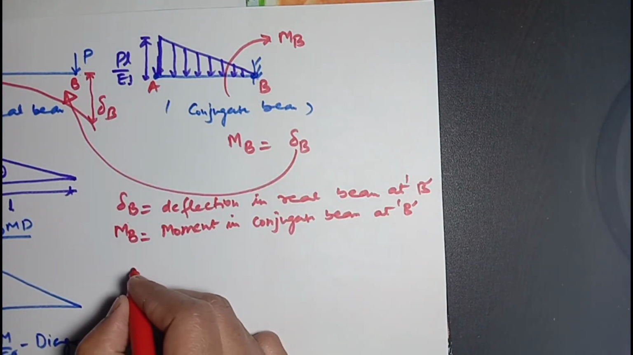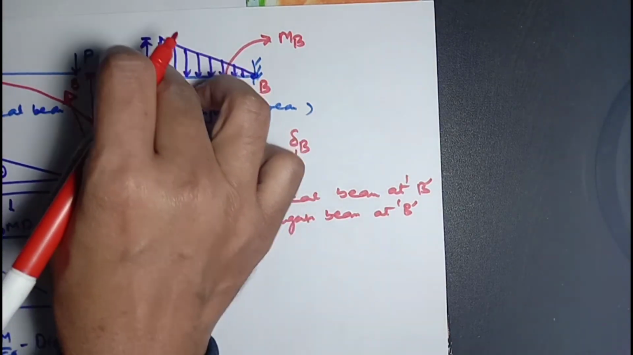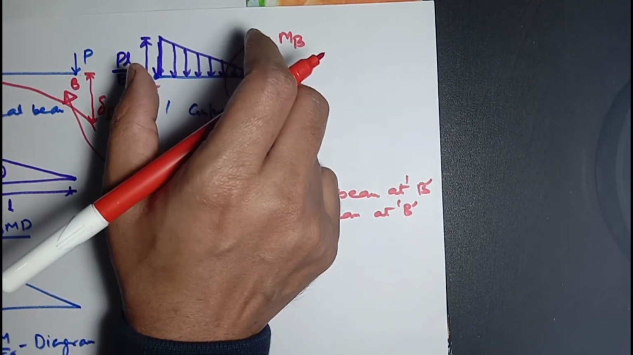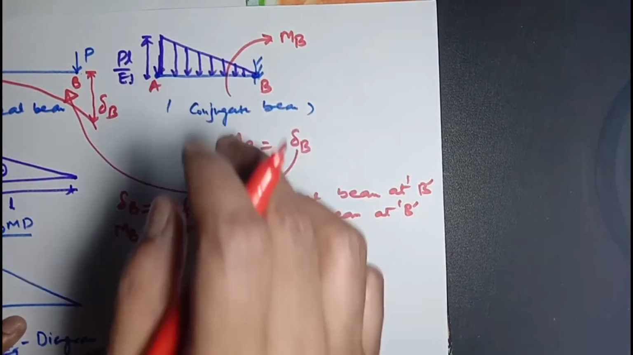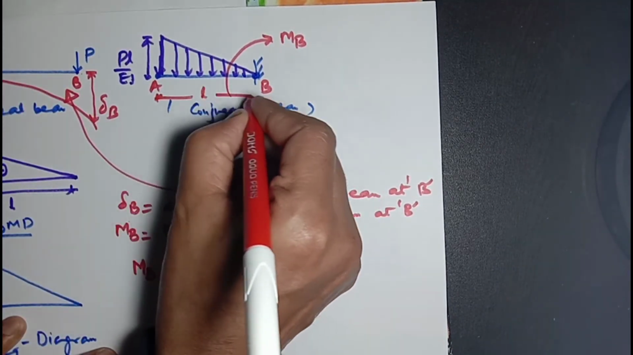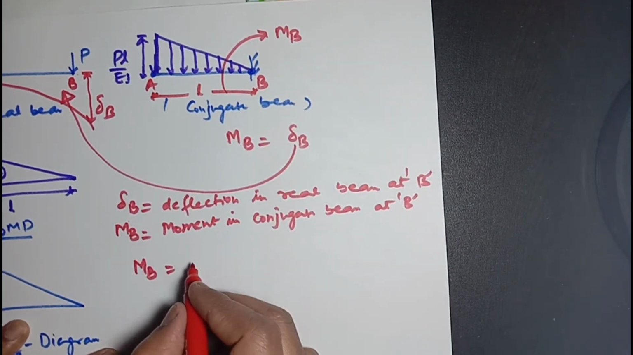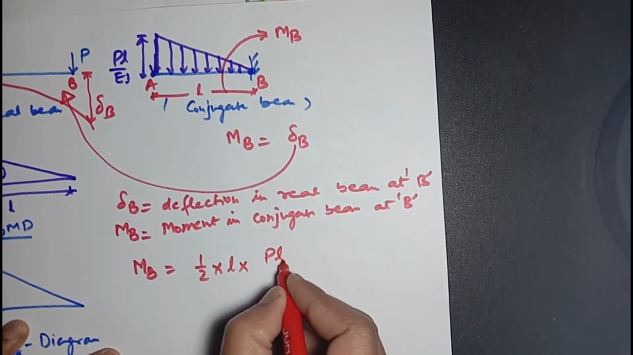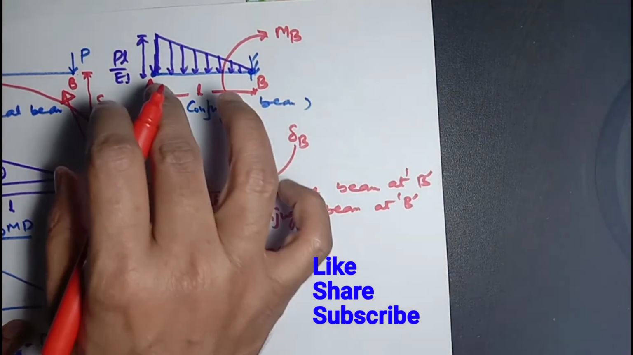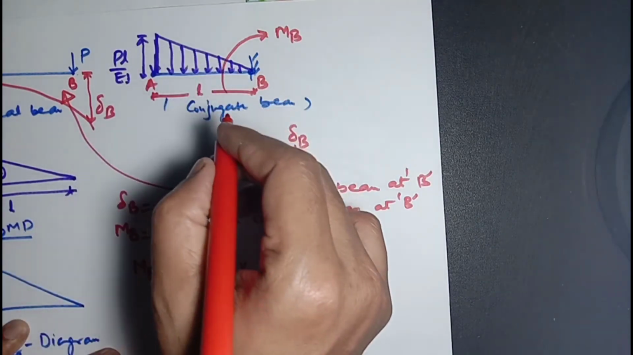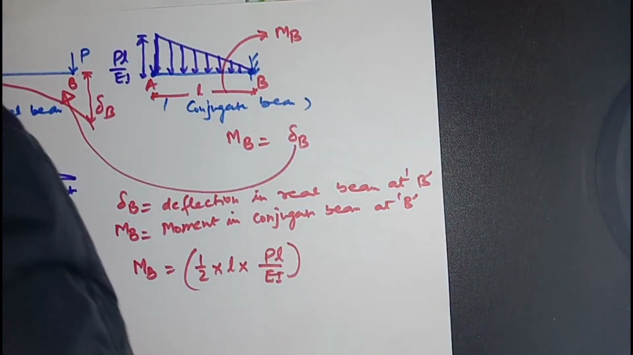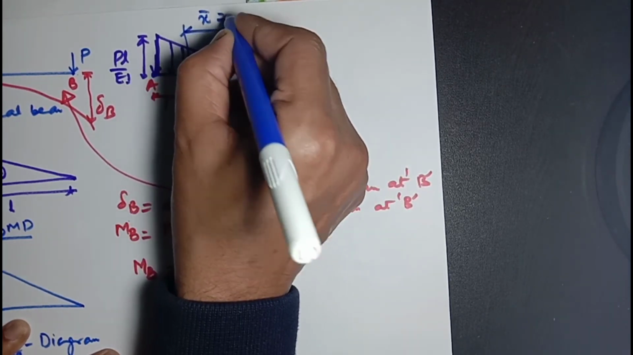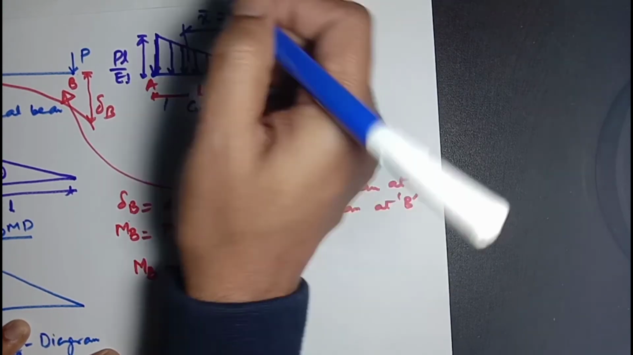Now MB equal to, this is the loading diagram, a triangular loading. So the area of this loading multiplied by its centroid distance will give directly the bending moment at point B. This is the span L. The area of this loading diagram will be half into L into PL over EI. Since it is a triangular loading, the centroidal distance x bar will be 2/3 of the length L.